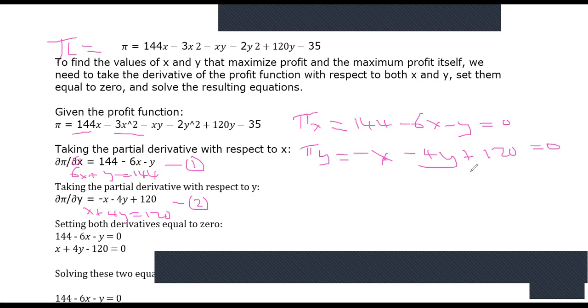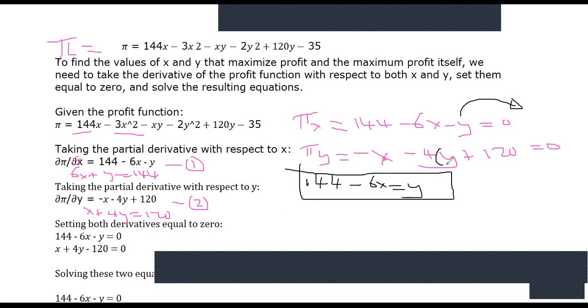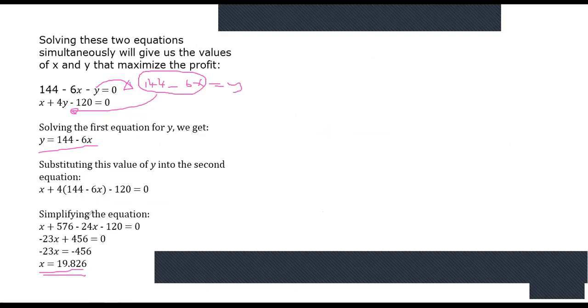So this one here now is the one that we want to make subject of formula. When the y goes this side, we're going to have 144 minus 6x is equal to y. Are we together? Mm-hmm. Then we put this one in here: negative x minus 4 times 144 minus 6x plus 120 is equal to 0. So we just want to solve for x. That is where we came here. So our x was 19.82.